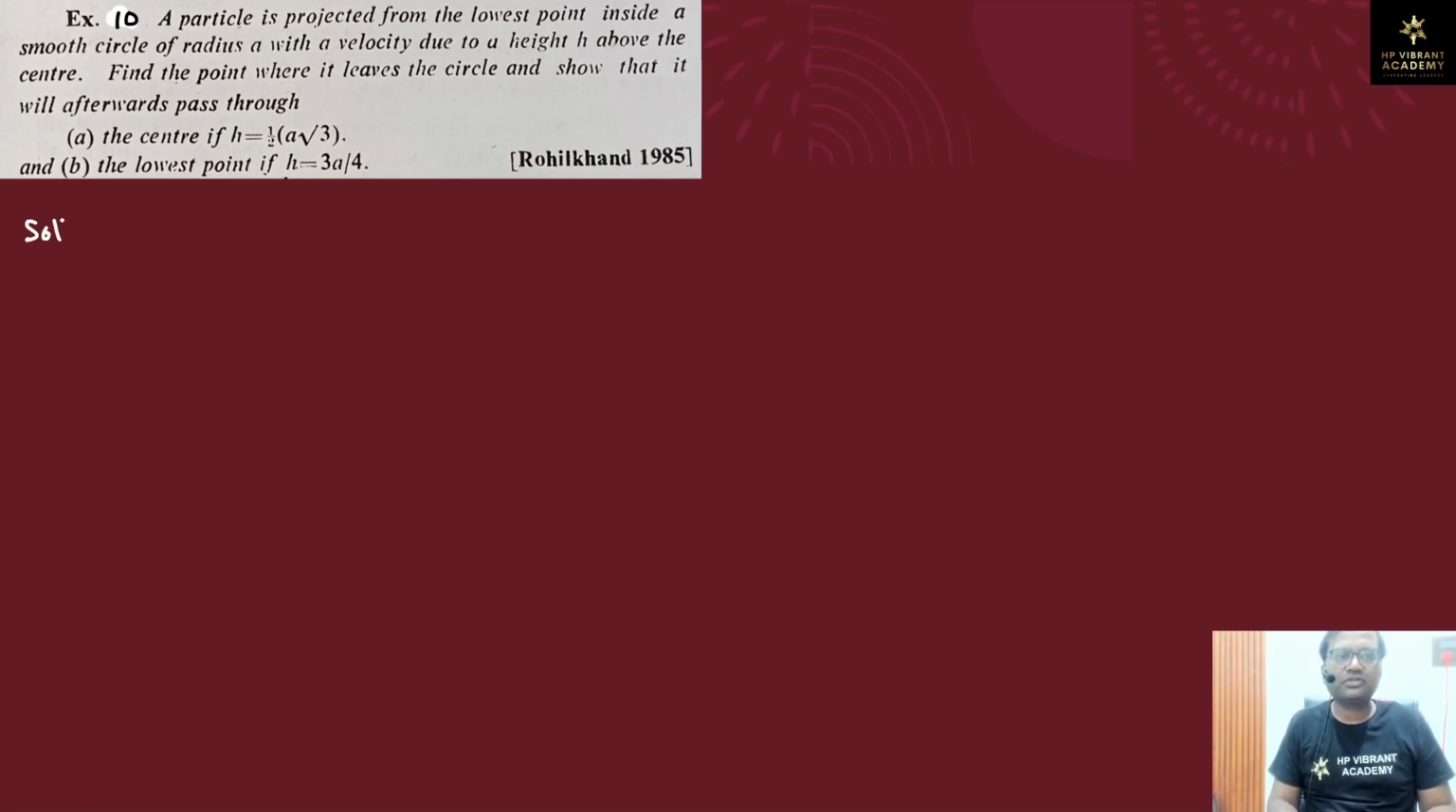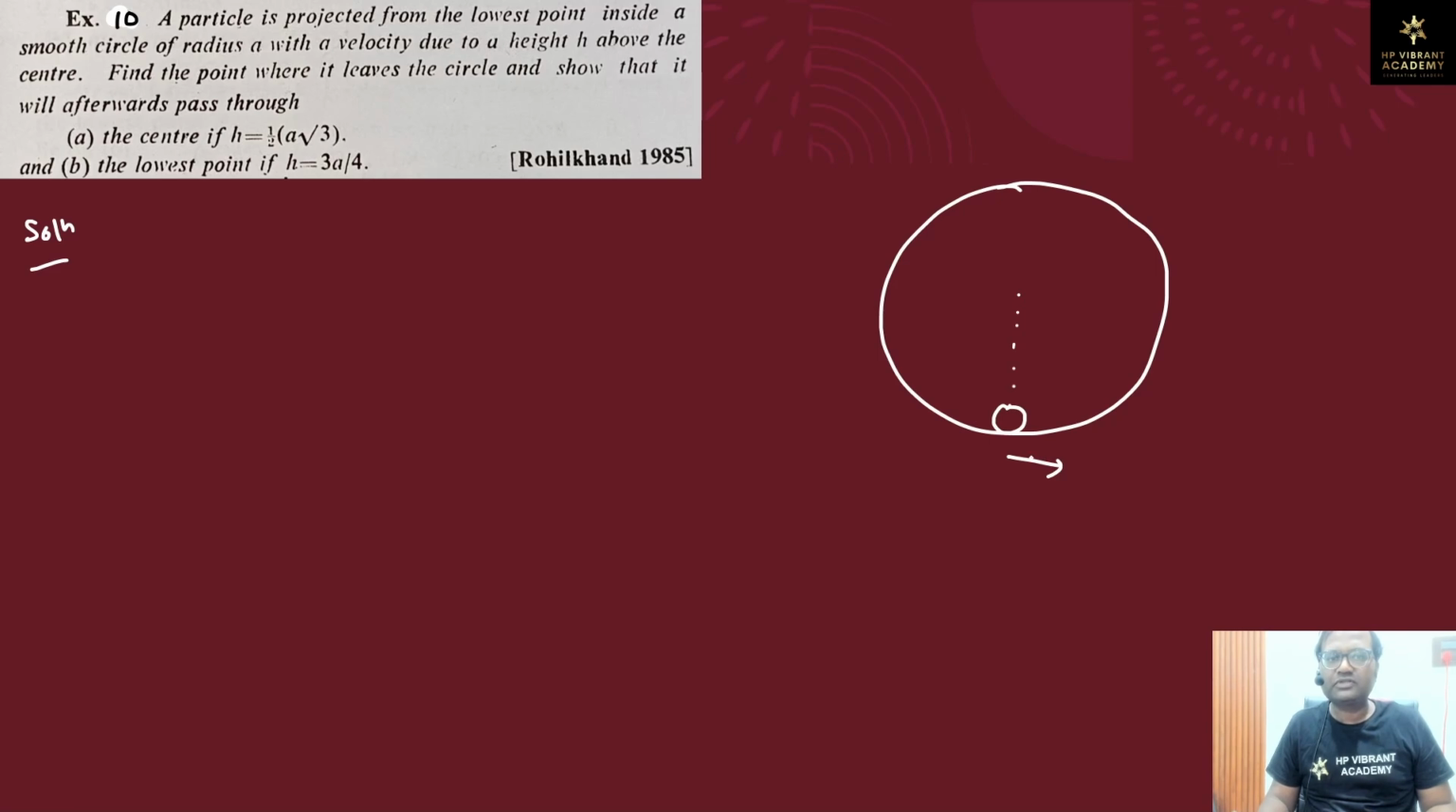What is given in the question is that the particle is projected from the lowest point inside a smooth circle of radius a, with a velocity due to a height h above the center. So this is the center. Let us consider this point as K. From the point K, the net height of this particle is a plus h.